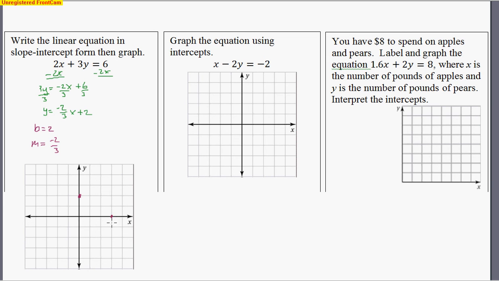Now I'm running out of room that way, so I can also go the other way. Up 2, left 3. Gets me on that same line that I can draw a line through.